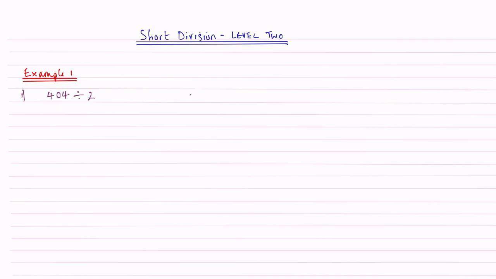So the first thing that we do, exactly like the first video, is we draw our line and our curly brace. So we'll do that now. We'll put our numbers underneath. So we divide in 404, so that number goes underneath the line. And then we want to half it, or divide by 2, so that 2 goes there. And then we go through the process of looking at each individual digit. So how many 2s go into 4? Well, the answer is 2. So we put a 2 across there.